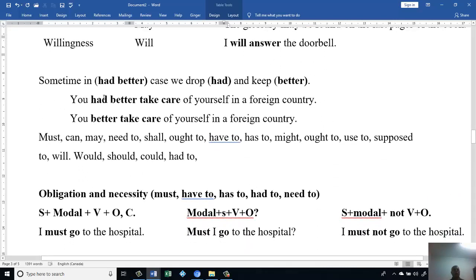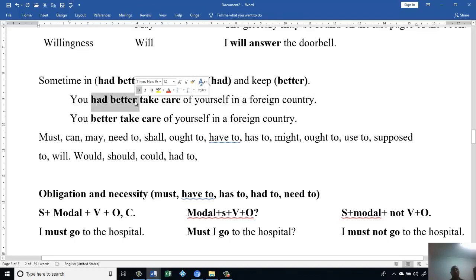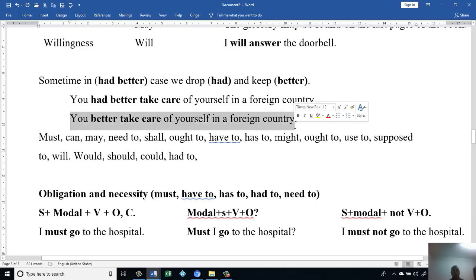Sometimes, in a had better case, we drop had and keep better. For example, you had better take care of yourself in a foreign country. Here, all of them work as one word. Then we could delete had, we could use only better. You could say, you better take care of yourself in a foreign country.